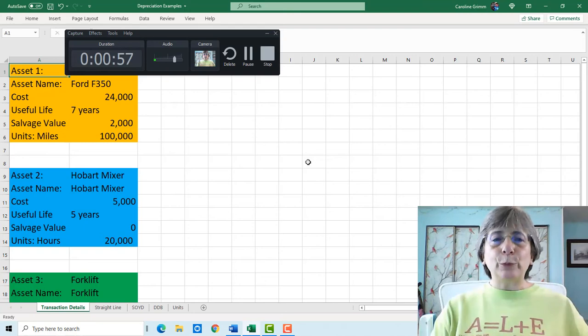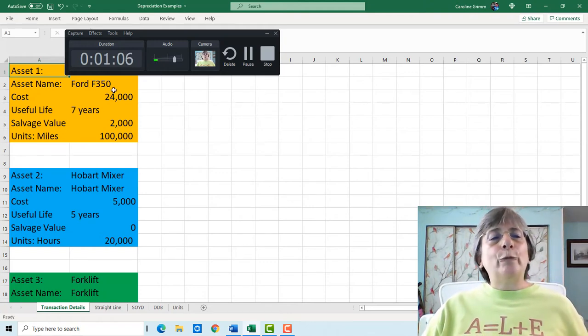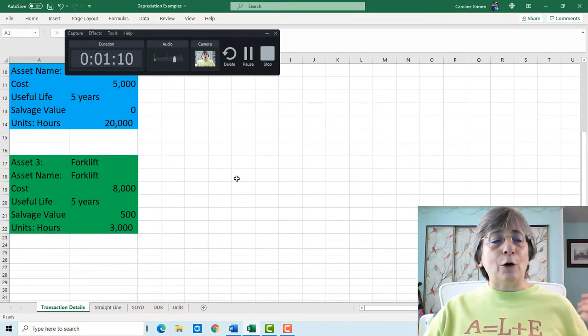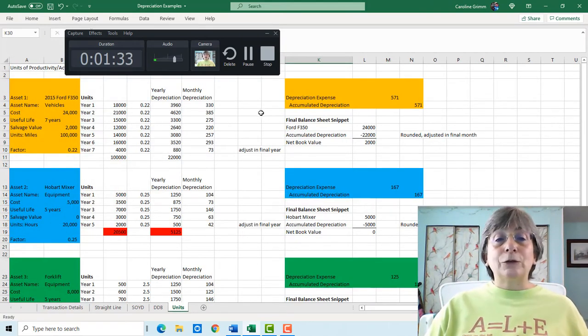Okay, so we have three assets that we're using to track depreciation using units of productivity or units of activity. We have our Ford F-350, we have our Hobart mixer, and we've got our forklift. So let's jump into our units of activity, units of productivity spreadsheet and see what we're going to do with this method of depreciation. Well, this looks colorful and confusing.